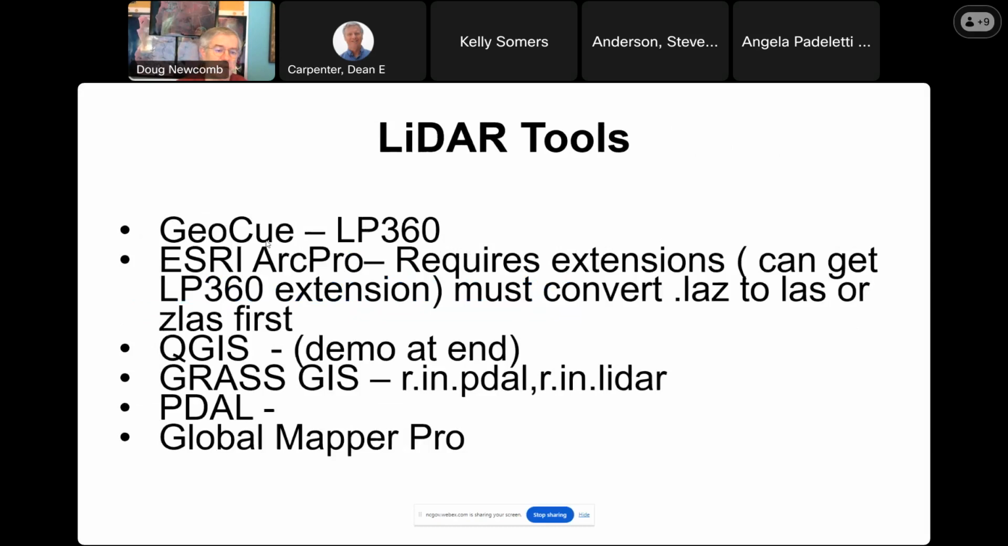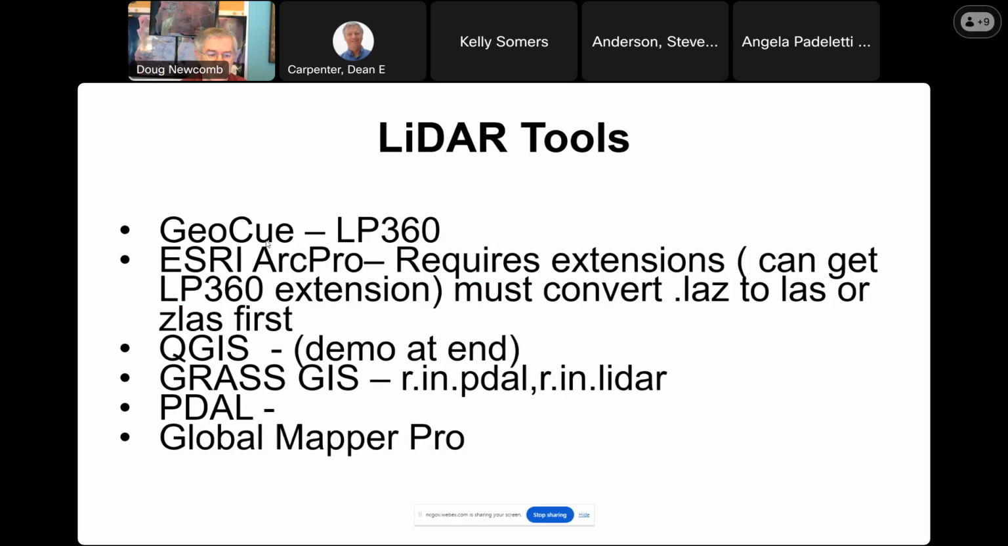The tools that are out there, GeoCue has LP360. That's been a long time standard for use. It's a commercial product. Esri's ArcGIS Pro software has extensions that can handle LAZ data, but you can't use the standard LAZ format to process. You have to convert it to LAS or even to ZLAS before you can work with it.